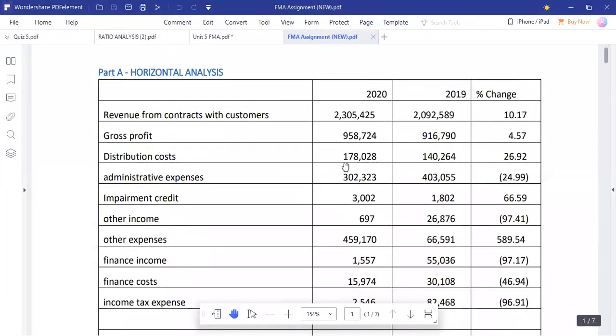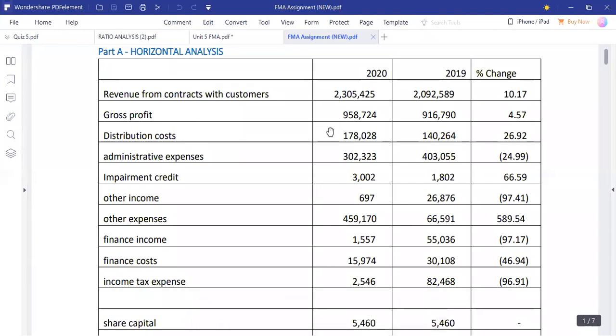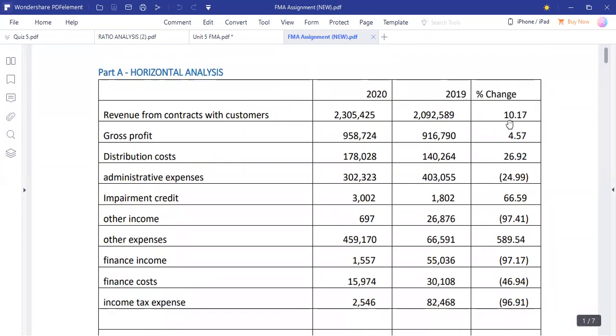So if we're going to look at your statements here using horizontal analysis, we are dividing. How did we get this 10.17, if I were to ask? What are we dividing? How do we get this 10.17? Can somebody help?